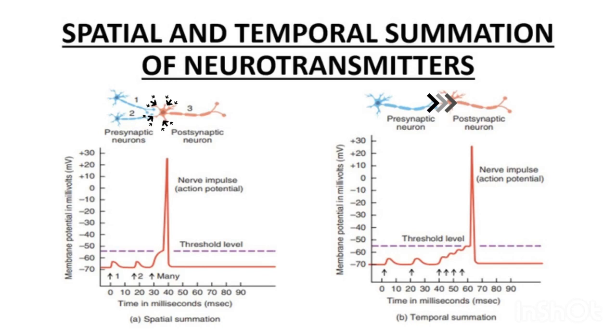Then you have your temporal summation. So this pertains to the summation of postsynaptic potentials in which the stimuli occur at the same location of the postsynaptic cell but at different times. For example, the buildup of neurotransmitter released by a single presynaptic end bulb firing rapidly two or more times.